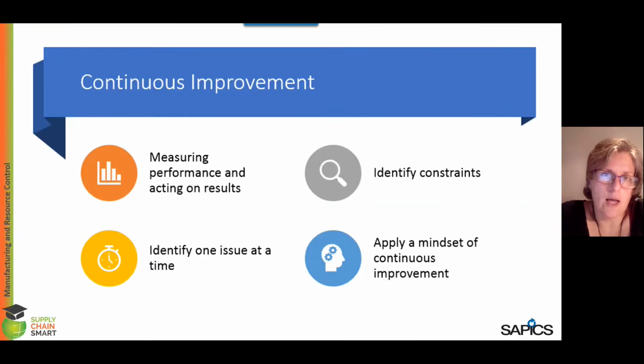All these processes require continuous improvement. Continuous improvement is a process of continuously monitoring your performance and your results to determine where your constraints are, where your challenges are. And by identifying your constraints or the issues that are taking place and tackling them one problem at a time, you apply a mindset of continuous improvement. Too many times we focus on all the problems at once, and as a result, we have no impact. But if we focus on one problem and fix it properly, then move on to the next, and the next, we are far better able to continuously improve the results and the performance within the business. So this is a key part of manufacturing and resource control.